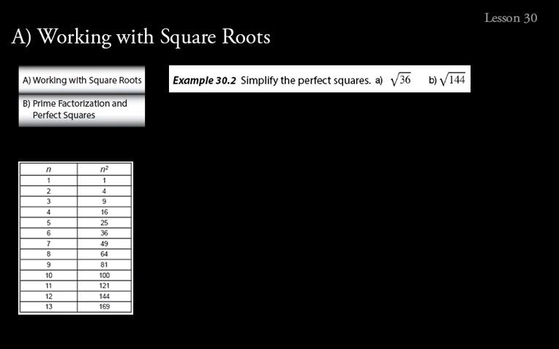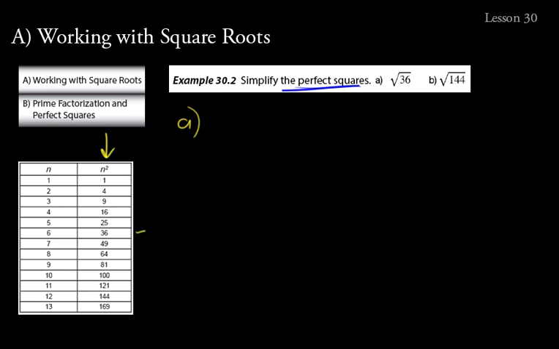Example 2, simplify these perfect squares. Okay, so unlike in problem 1, you're told these are perfect squares, okay? And so you don't freak out because there's no squared symbol inside the square root sign. You make that connection back to perfect squares. So a, there's a couple of ways you could do that. You look for 36 in the perfect squares column over here. Why are you doing that? Well, because it was told to you that it's a perfect square. So you look for 36.